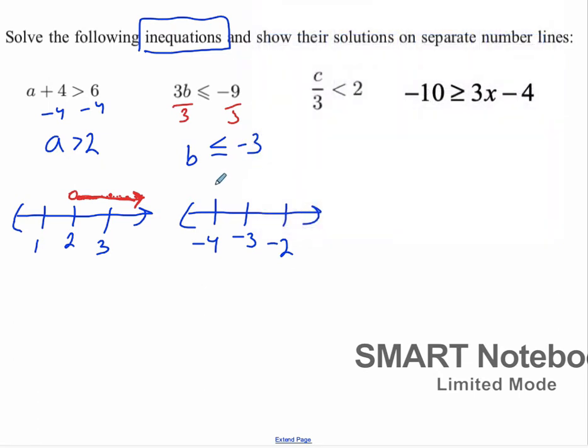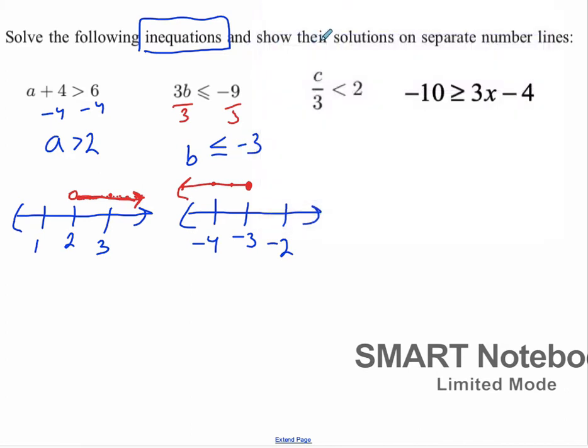Numbers include negative 4, which is less than negative 3, negative 5, negative 3.5, but b also could be equal to negative 3. So we use a solid dot this time and not a hollow dot. We'll use a solid dot, and then we'll draw our arrow this way. This represents b is less than or equal to negative 3.